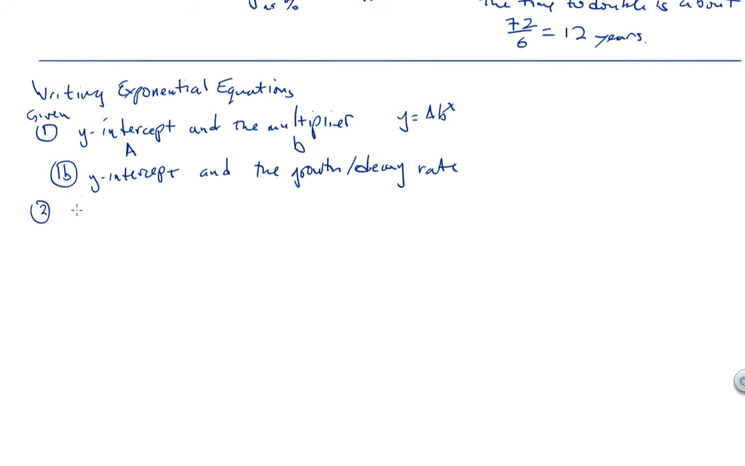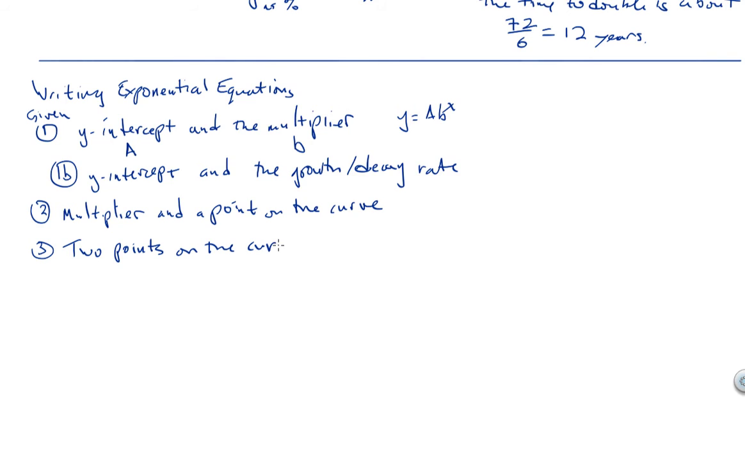Second type, we're given the multiplier and a point. A point on the function, or on the curve. It's not a straight line anymore, so we call it a curve. And the third case is we're not even given the multiplier. We're just given 2 points on the curve. Now, just like 2 points determine a line, 2 points determine an exponential function as well.